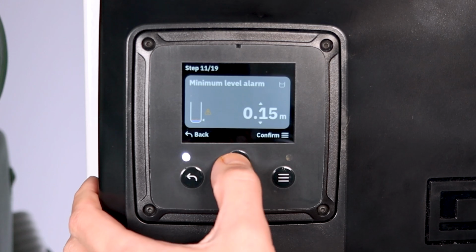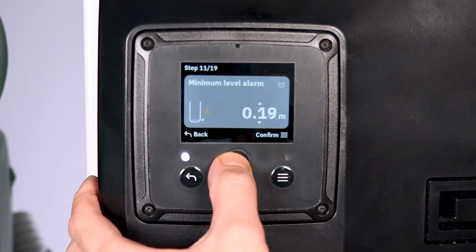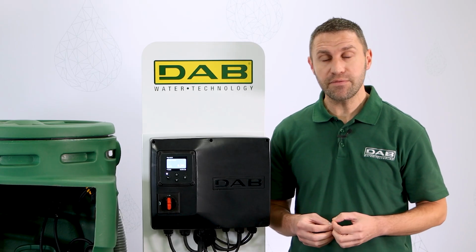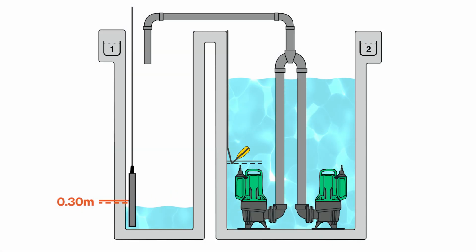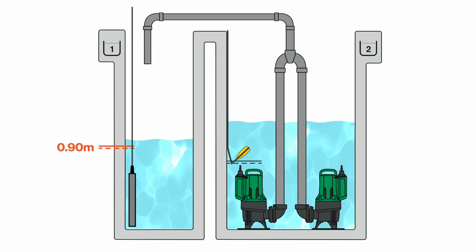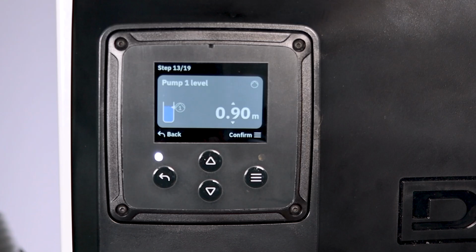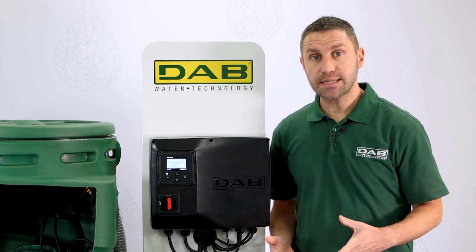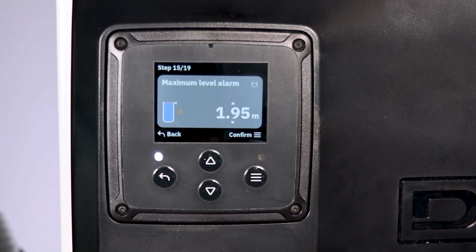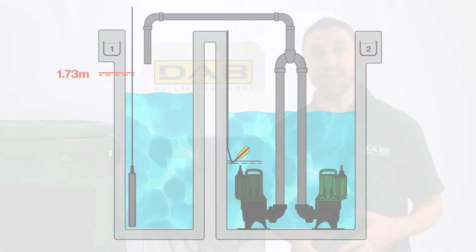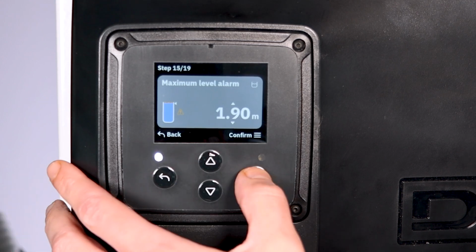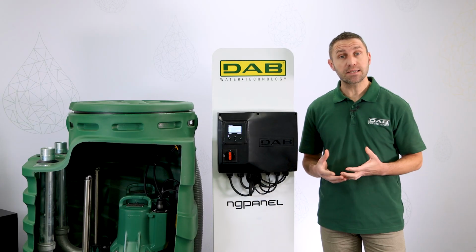Because we selected both levels, here we set the minimum level alarm. Next is the start level for the second pump to start working simultaneously with the first one. Next is the start level for only one pump to start filling. Next is the high level to stop filling. And the last level we choose is the maximum level for the threshold alarm that I will set at about 90% of the full capacity of the pit.